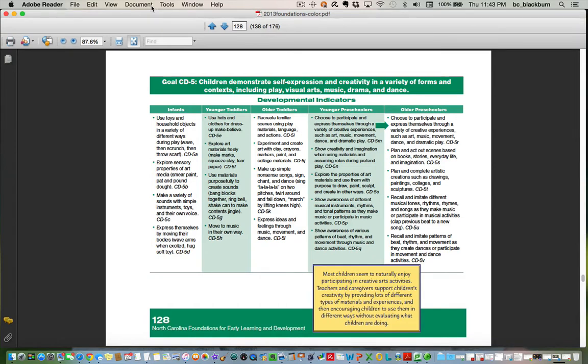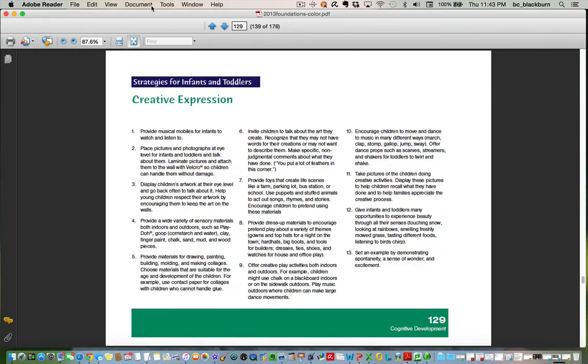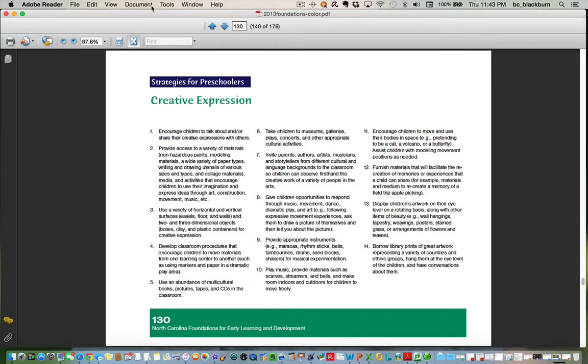The yellow box on page 128 emphasizes providing various types of experiences and materials and using them in a variety of ways. On pages 129 and 130, you will see examples of strategies for infants and toddlers as well as for preschoolers. Again, remember, these are just examples. There are so many more strategies that you are probably already currently using with children.